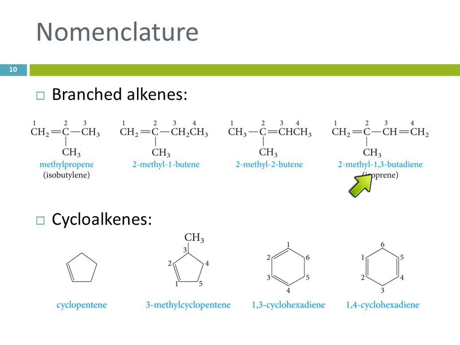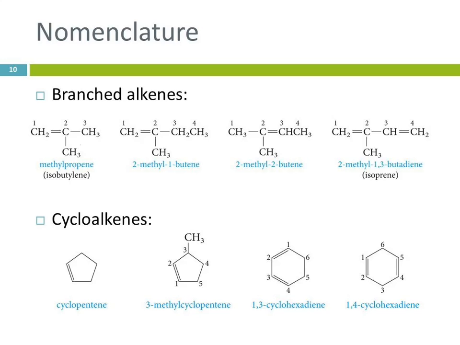This is 2-methyl-1,3-butadiene, and that's where that prefix di comes in. Yeah, it's getting complicated fast, isn't it? Butadiene is butene with 2 double bonds. And the 2 numbers, 1, 3, tell us where they are. 1 starts on the 1st carbon, 1 starts on the 3rd carbon. And 2-methyl, there's a methyl group on the 2nd carbon.